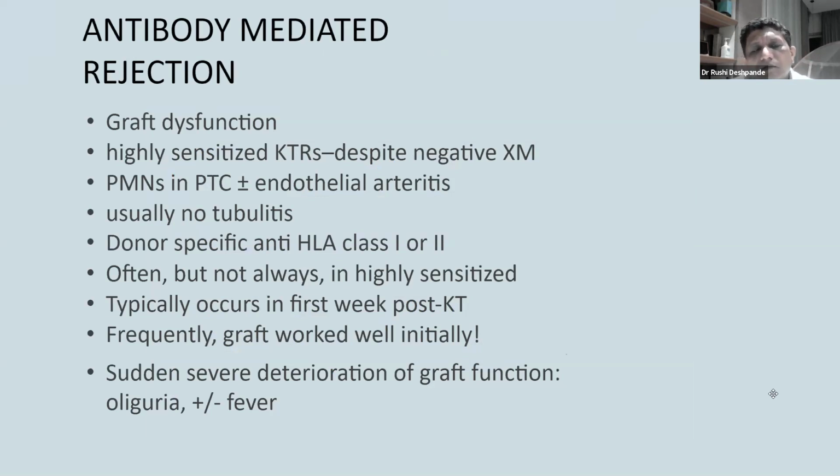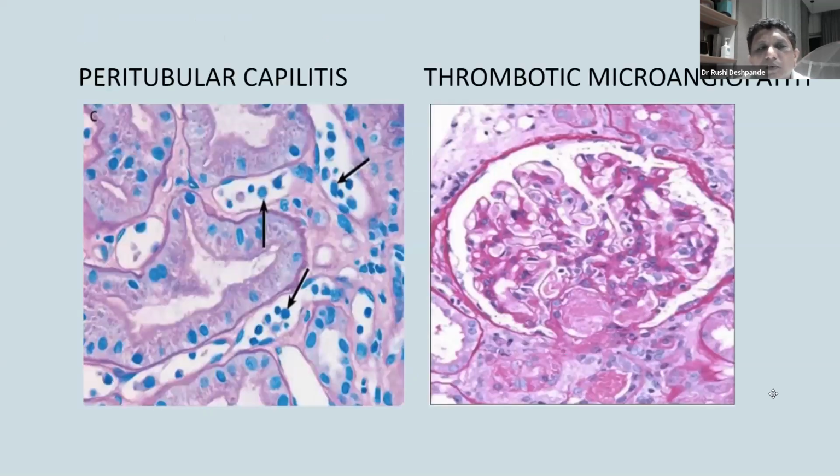The manifestation is in the form of neutrophils in the peritubular capillaries with endothelial arteritis. Tubulitis is not a common manifestation. You can look for DSA when you are suspecting antibody-mediated rejection. Both class 1 and class 2 can be seen. Typically, it occurs in the first week post-transplant, and initial graft function is usually not bad, but the presentation is usually severe: the patient can have fever, oliguria, and a drop in output with a rising creatinine. That's how they usually manifest in the early post-transplant course.